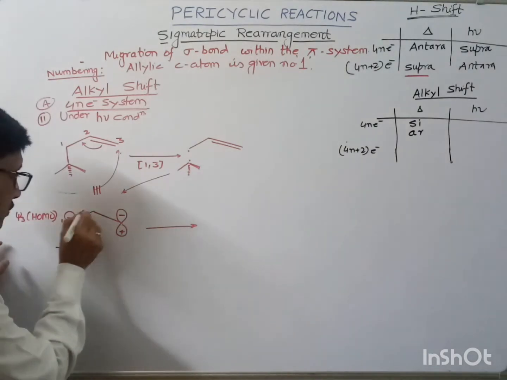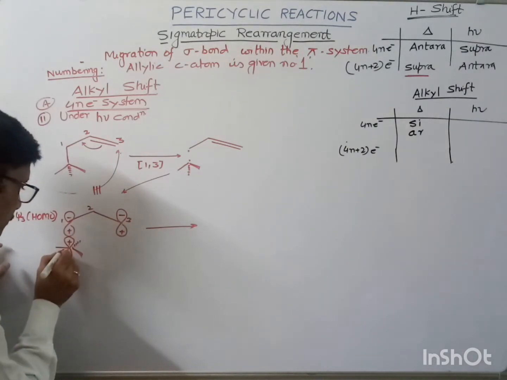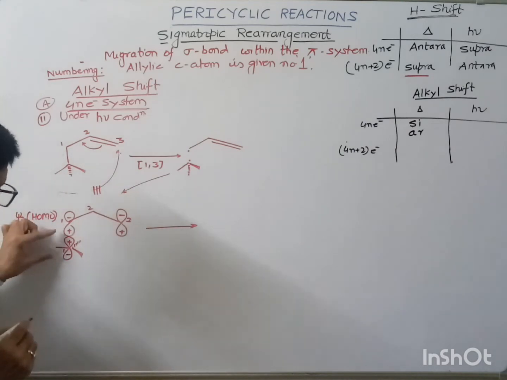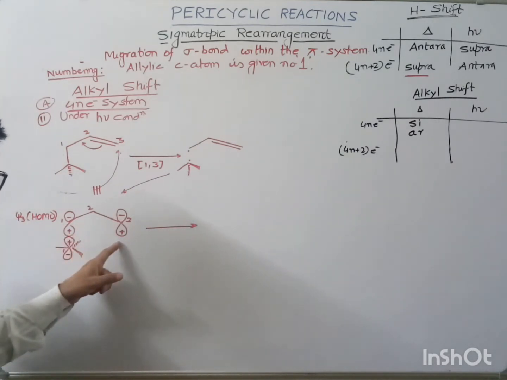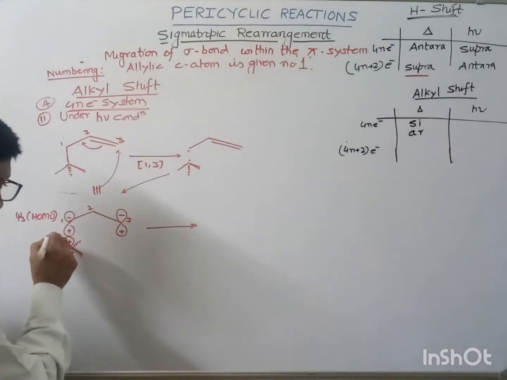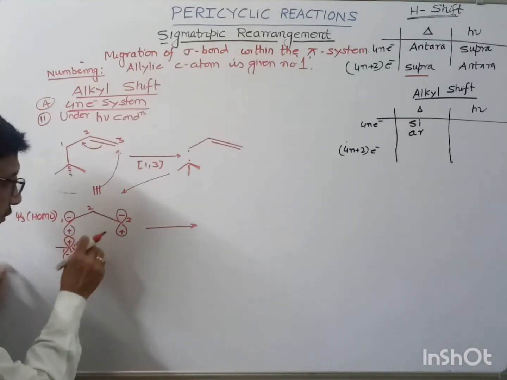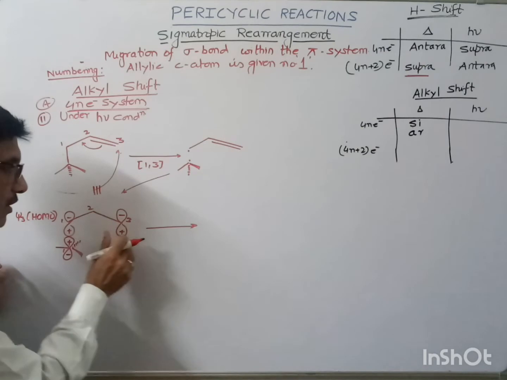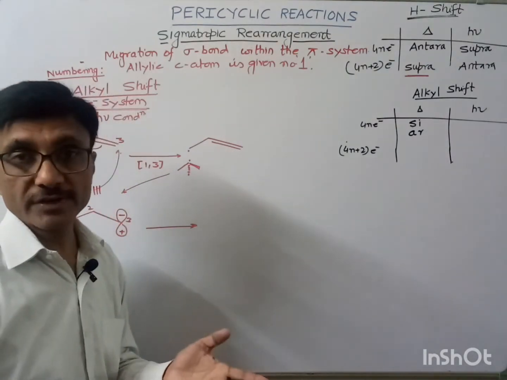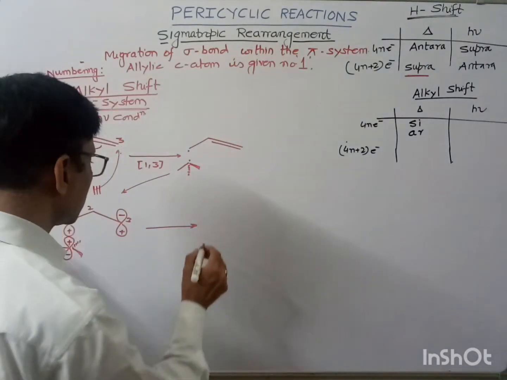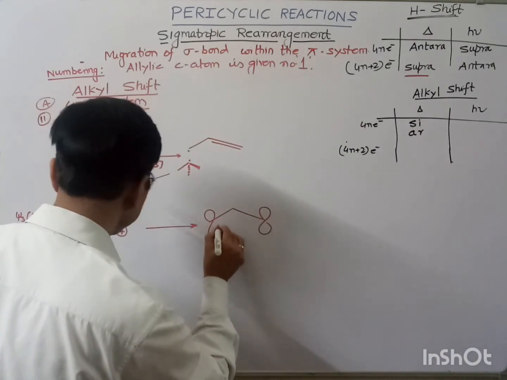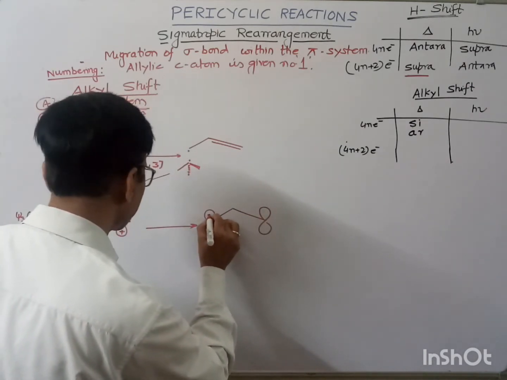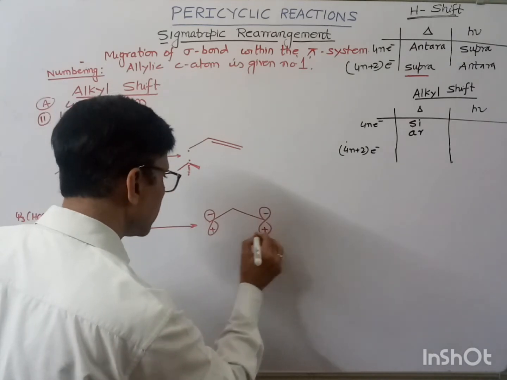So this is first, second, third, and this carbon is also given first. One bond will break, and a new bond should form between 3 and 1. So if this bond breaks, it can interact with this, either a positive interaction or a negative interaction will take place. Suppose a positive interaction takes place and the bond forms, then how will you show it?